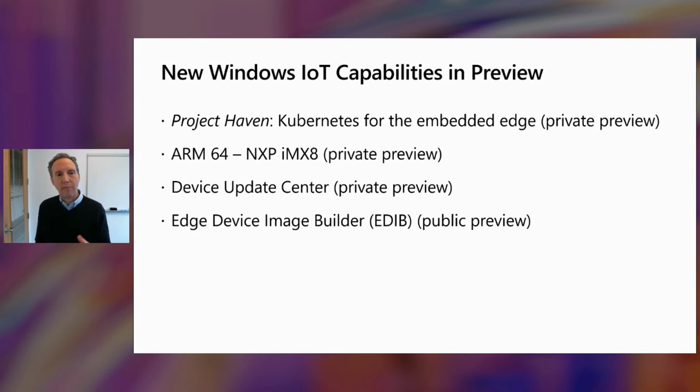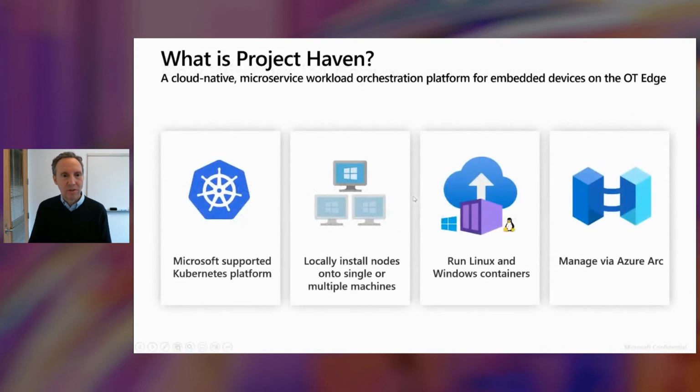I mentioned lower price devices. We're bringing the NXP i.MX 8 family of silicon to Windows IoT. That's in preview with a number of OEMs. Device Update Center is a way to help OEMs or operators manage updates and coordinate updates on devices. And then Edge Device Image Builder is really targeted at OEMs, making it easier to make images for devices that are secure and Azure ready and properly configured. So let's jump into this a little bit.